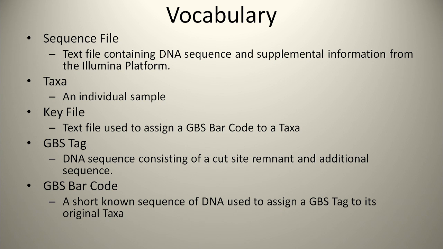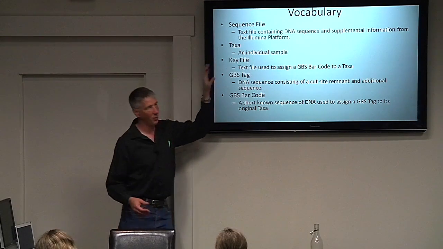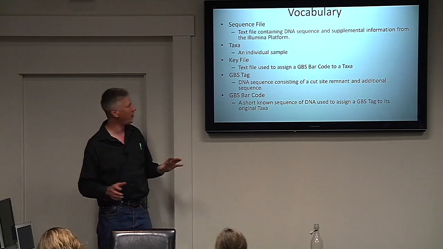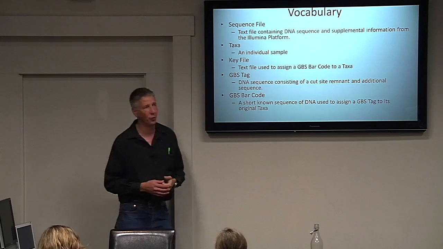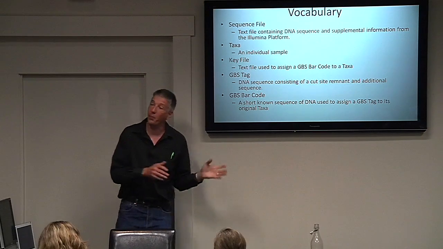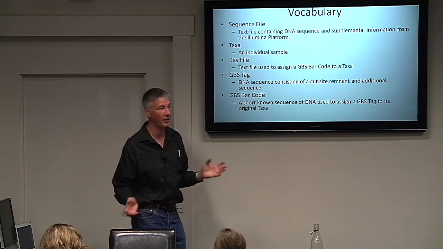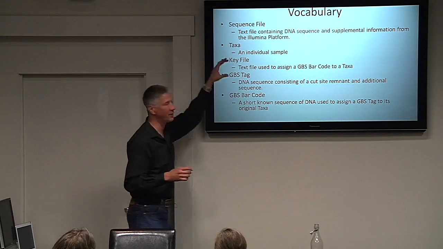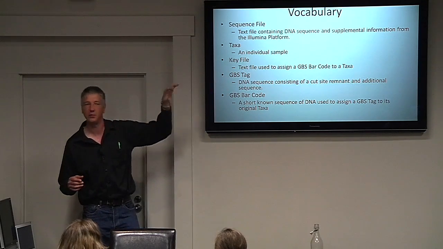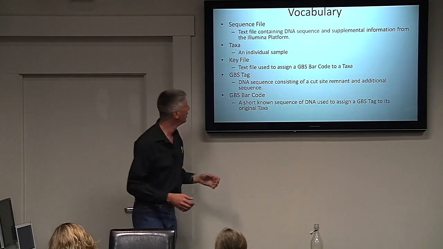So sequence file, it's just a text file, okay? And it contains the DNA sequence and supplemental information. And in our case, we're using the Illumina platform, so it's the ones that are specific to the Illumina platform. A taxa is, when we're using Tassel, this software, I haven't even defined Tassel really, have we? It's a software developed in the Buckler group to do lots and lots of things. The GBS pipeline is one subset of those things and does a lot of kind of genetic analyses, and we'll play with it tomorrow. But in that world, a taxa is an individual sample. So when you think sample, taxa, interchangeable in this context.